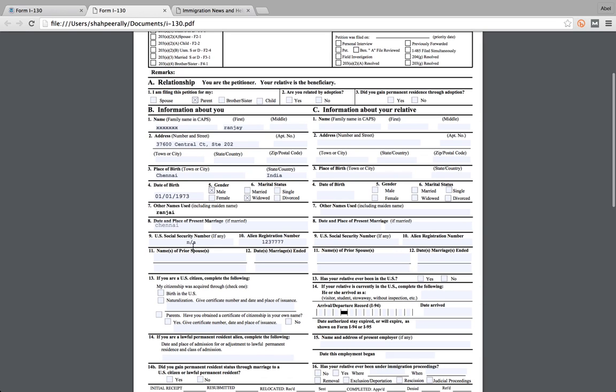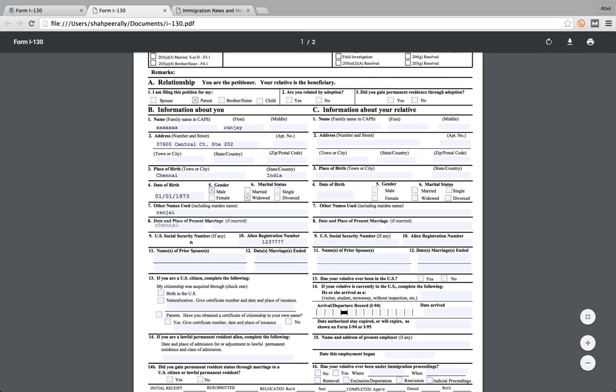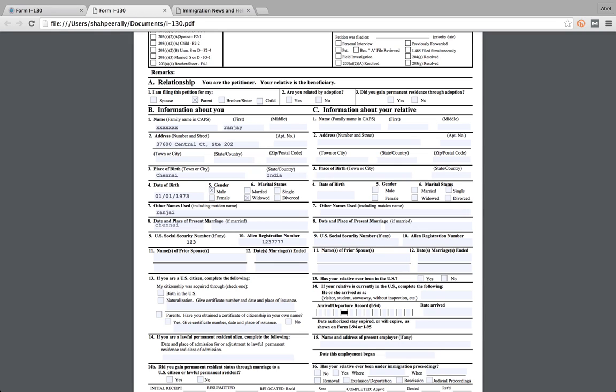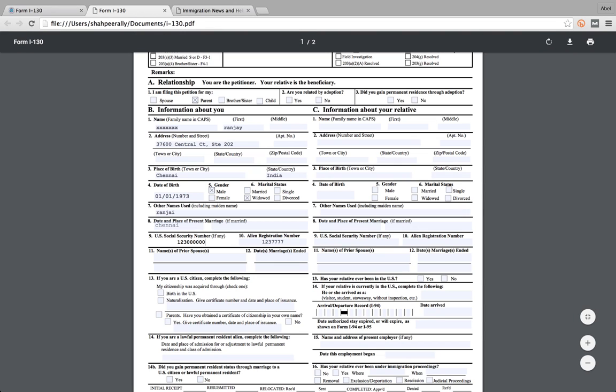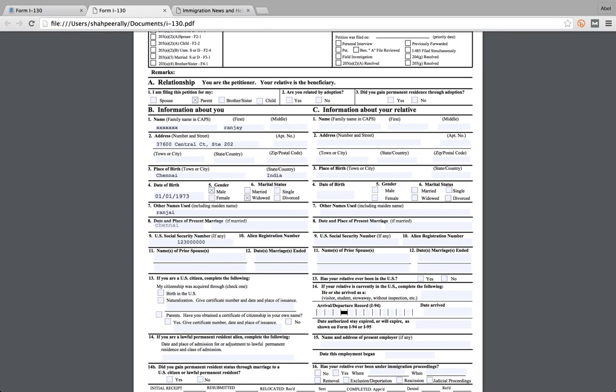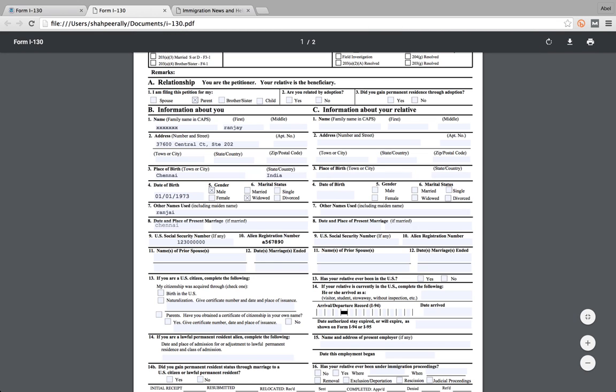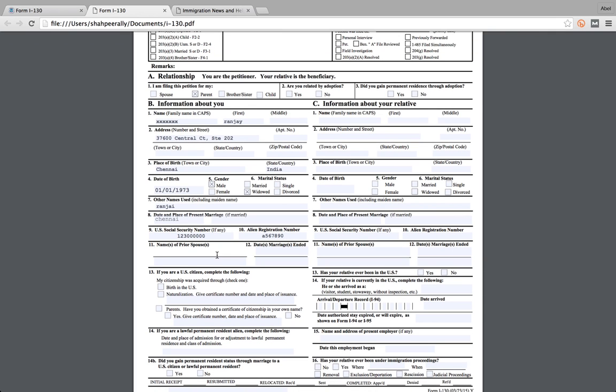You fill the social security number. Since you have to be a US citizen or a green card holder to file this, you will have a social security number. So I put a number here. Alien registration number: even if you are already a citizen, you probably have an alien number that was attached. So it's A567890. And then if you were married before, please mention the names of your spouses.